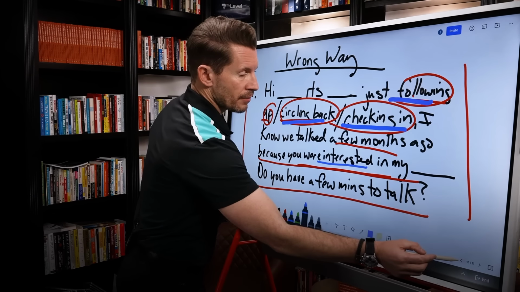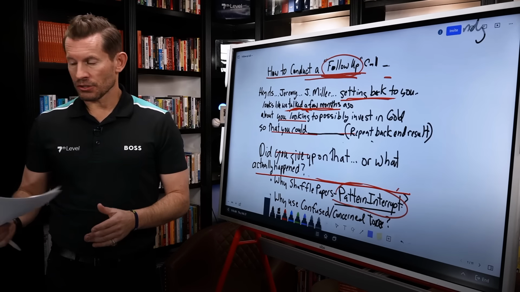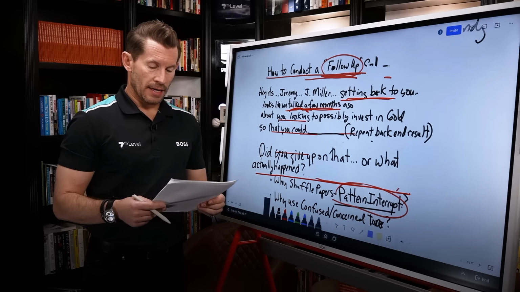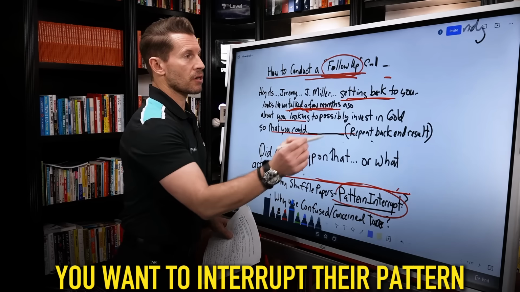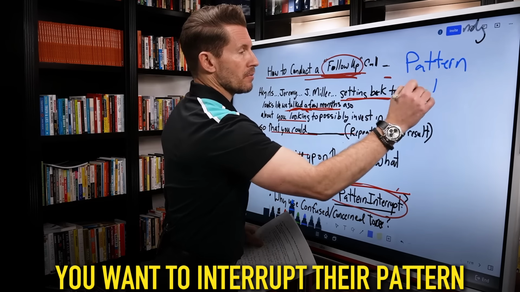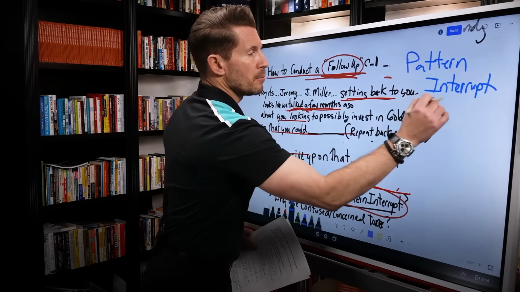Now, let me show you. First of all, I'm going to show you a generic way to do this, okay? The important thing that you want to do when you follow up with the lead is you want to interrupt their pattern. Let me write this down here. This is called a pattern interrupt. Okay, so write this down. Pattern interrupt.